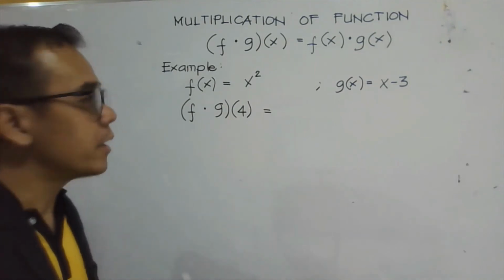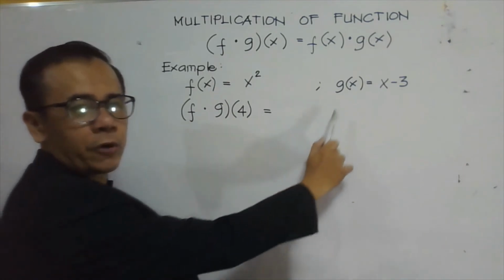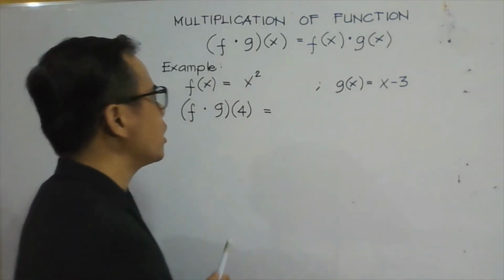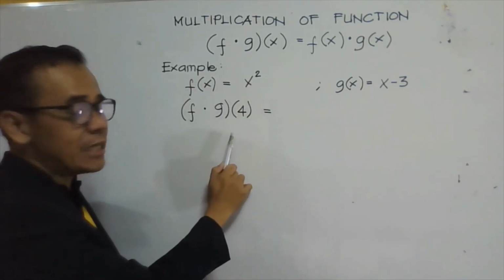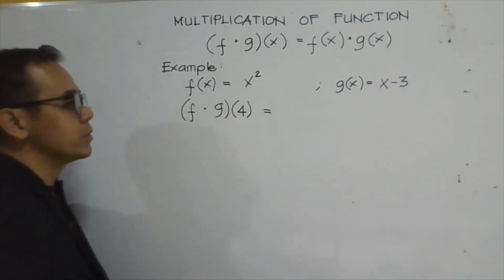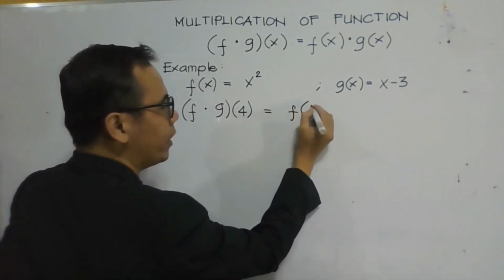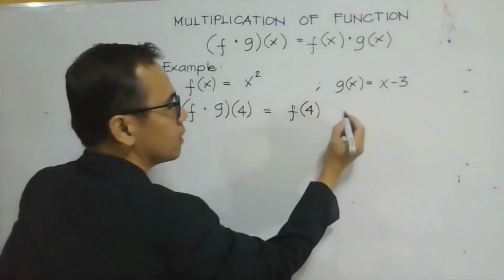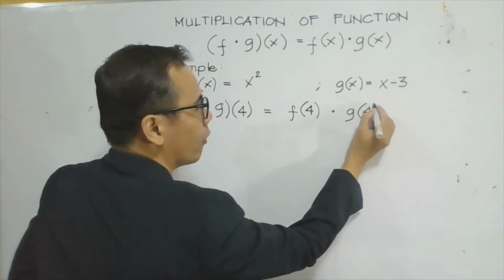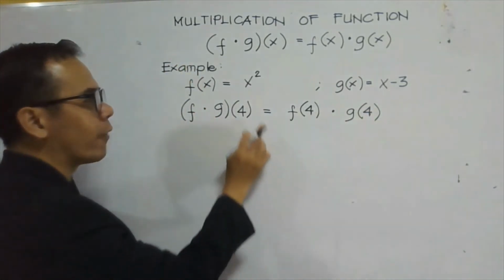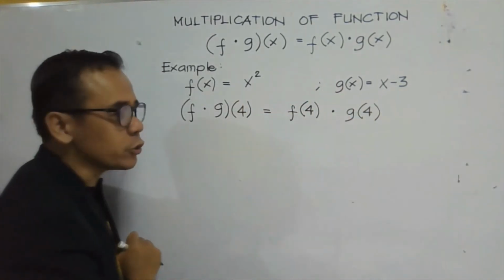Okay, we have here another example. Our f of x is equal to x squared and our g of x is equal to x minus 3. We are asked to find the product of these two functions if x is equal to 4. So this is how we are going to solve for it. We have f of 4 multiplied by g of 4. So we have to replace all the variable x with the value of 4 in these two functions.